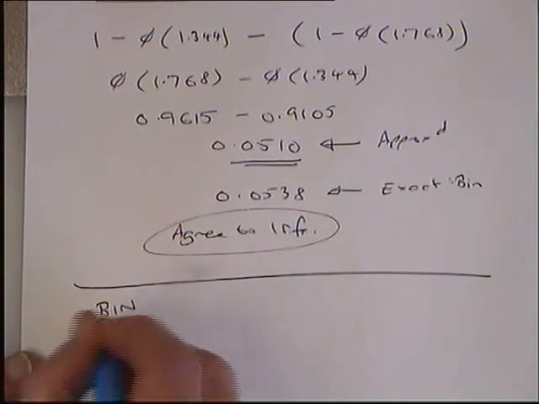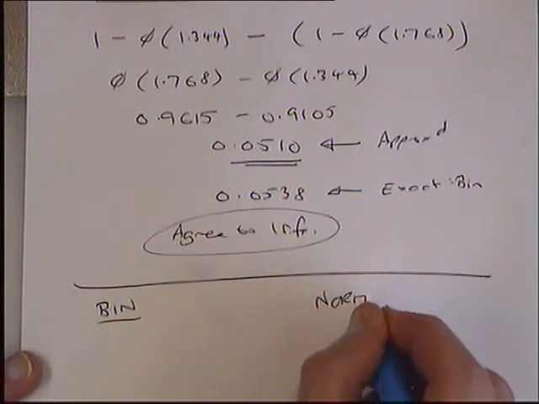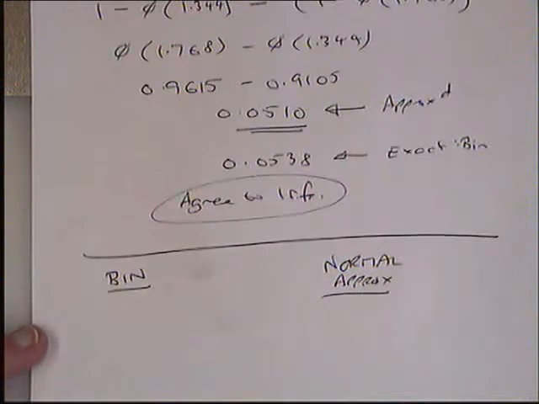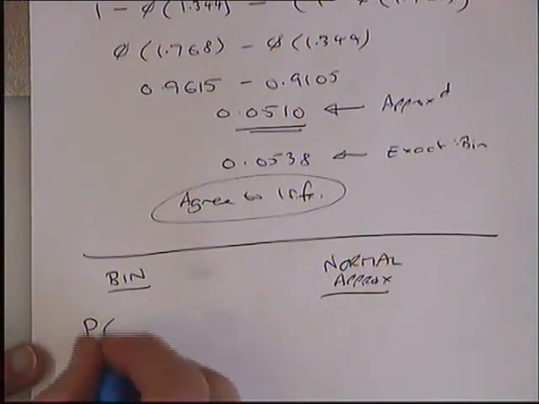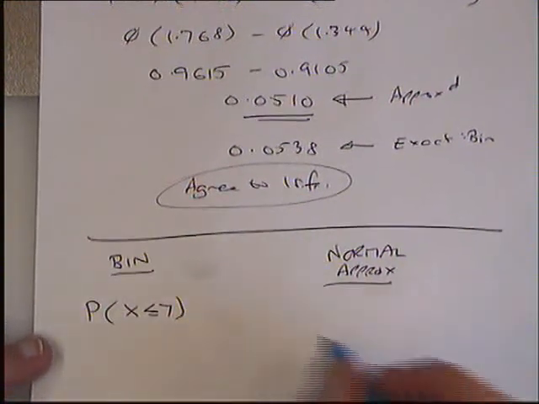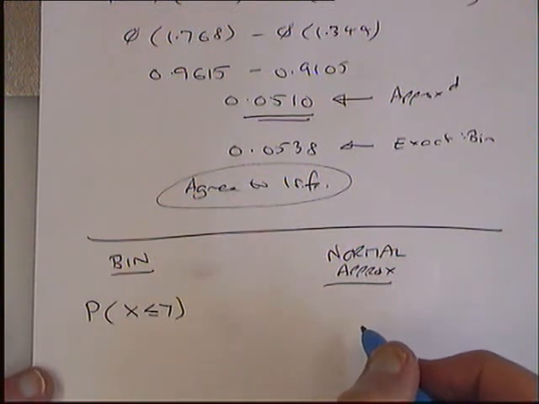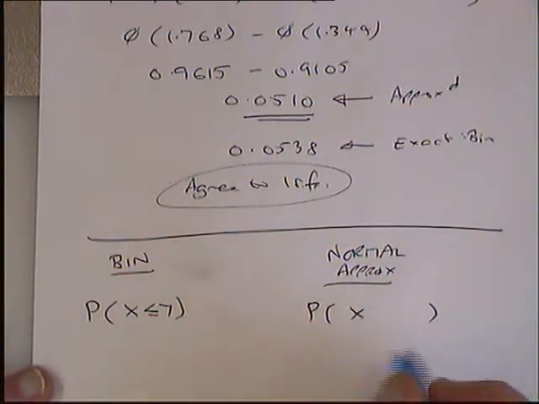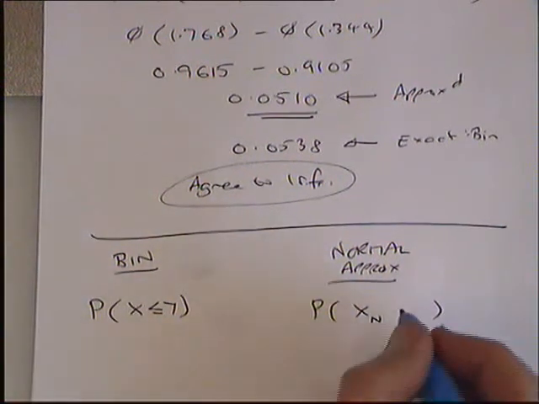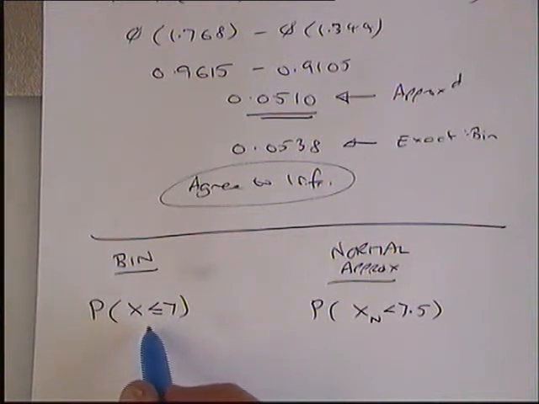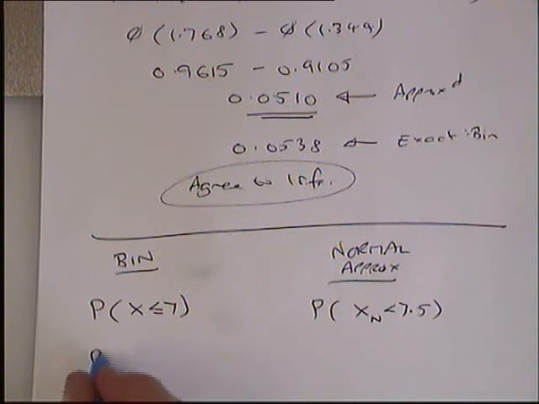I'm going to do a little table here of binomial probabilities, and on the right, our normal approximation probabilities. So, if our question was, in the binomial, find the probability that x is less than or equal to 7, how would we rewrite that using the continuity correction? How would we rewrite that in terms of x and a probability for the normal distribution? 7.5, yes, that's right, because we've got to include the 7, so that would become 7.5 over there.